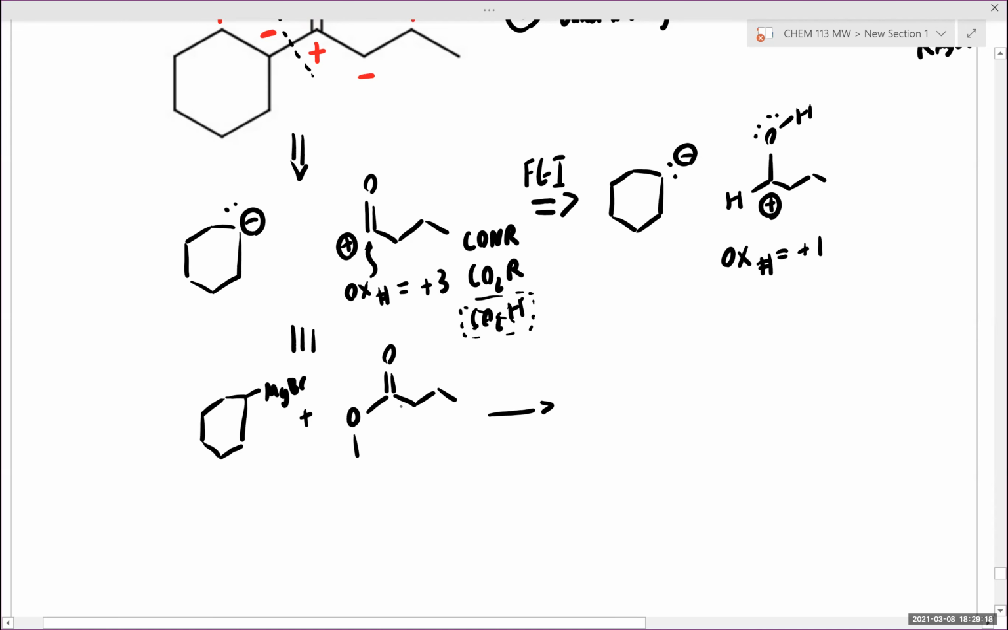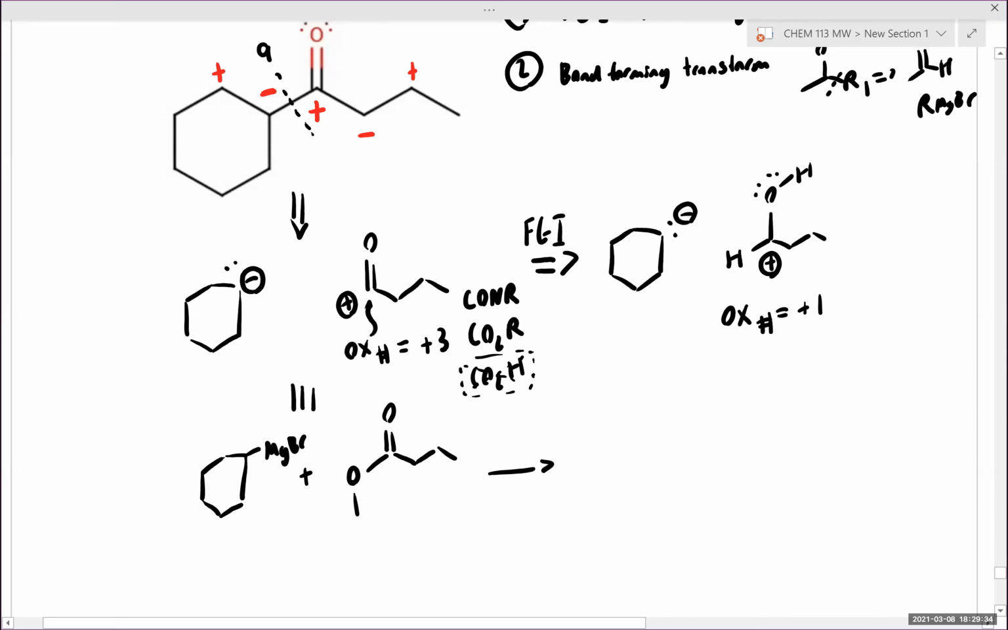Now, this first pass idea, Grignard and ester: if we run this reaction, do we get out our desired product? If we run this reaction between a Grignard and an ester, do we observe the desired product? Would we get this ketone out cleanly?